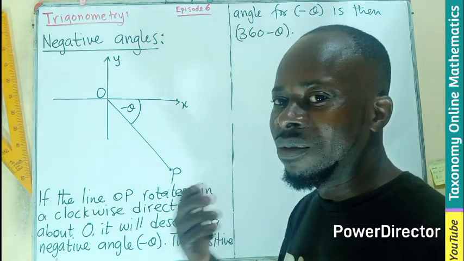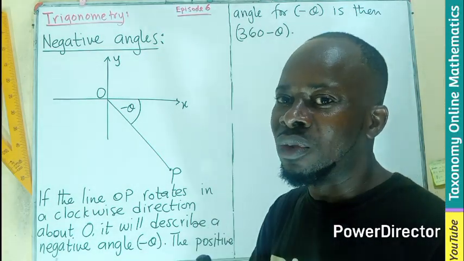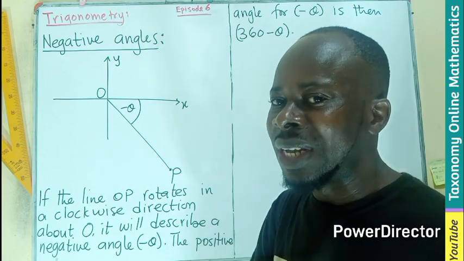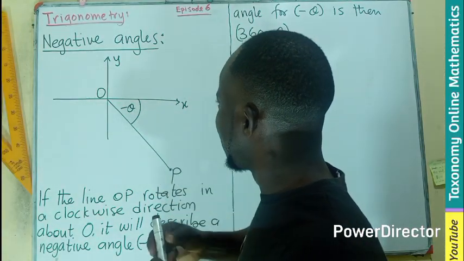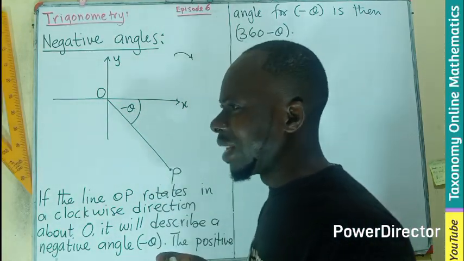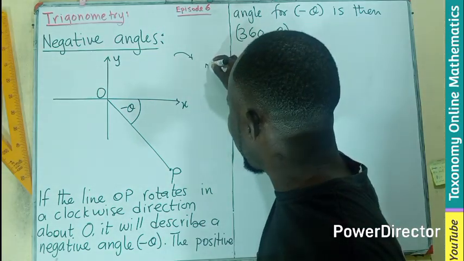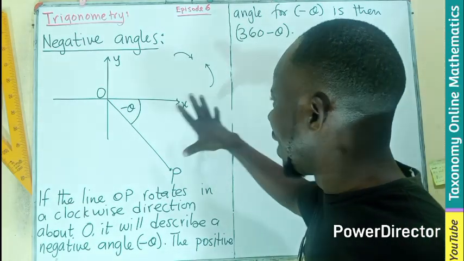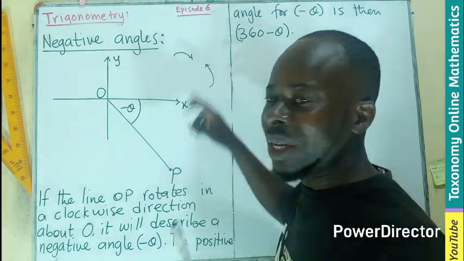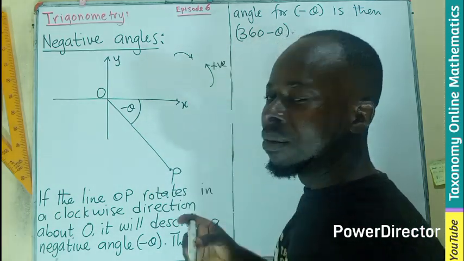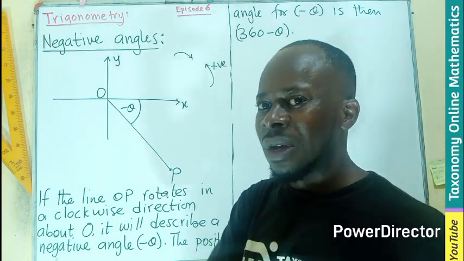Now, in the first 5 episodes, we did mention that the measurement of angles under trigonometry is done in the anti-clockwise direction. Now, we know a clockwise direction is the movement of a clock. Then the anti-clockwise direction is the opposite. So if I'm doing the opposite measurement, then the negative aspect comes in.